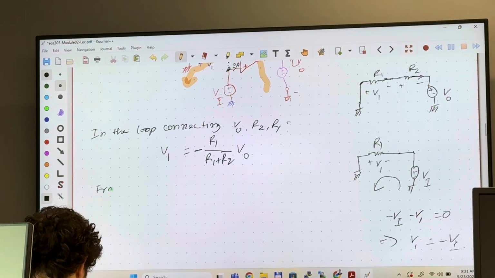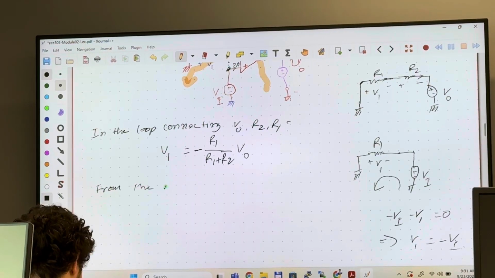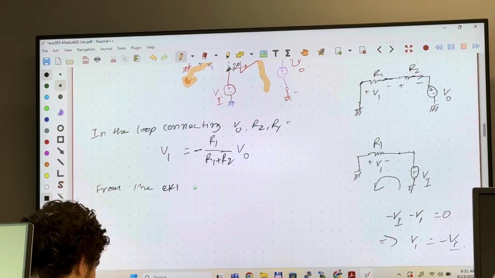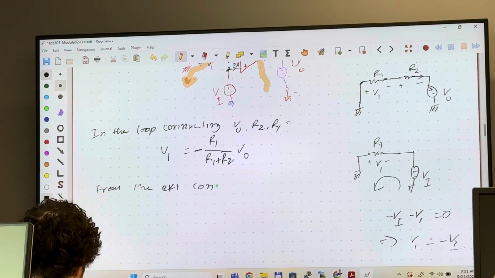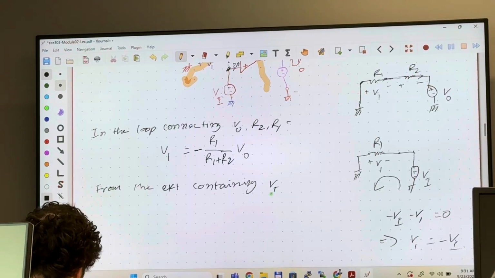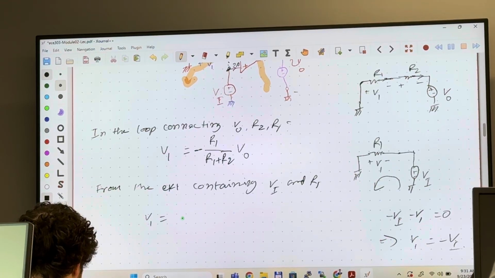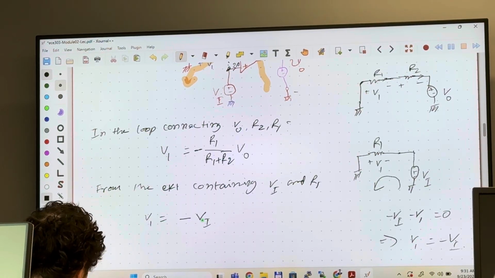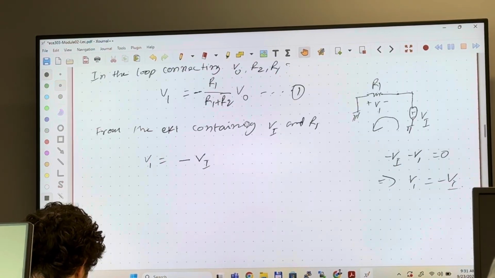From the circuit containing V sub I and R1, we get V1 is simply negative V sub I. And we can just equate this V1 and this V1, right? So this is equation number 1, and here we have equation number 2.